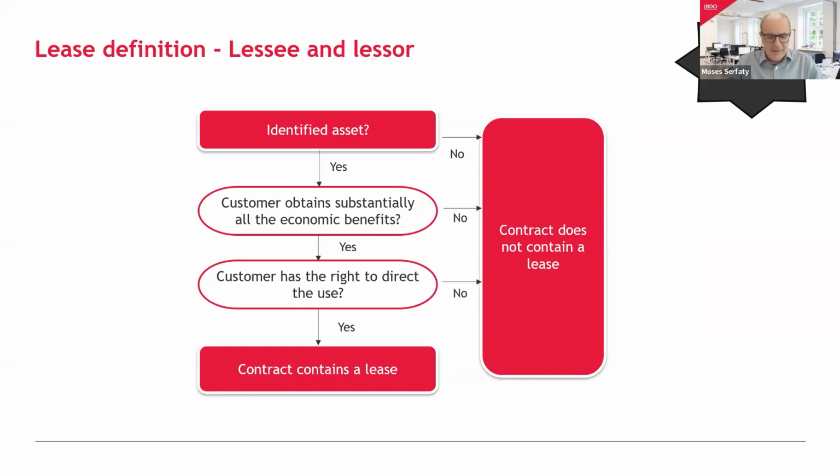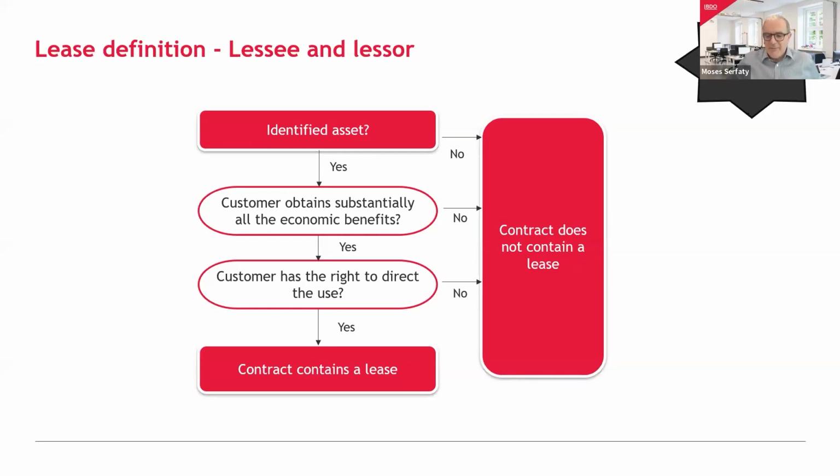So what's a lease? The first thing is the introduction of the concept of an identified asset. And what's an identified asset? The asset could be explicitly referred to in the contract, or it might be implicit. Also worth pointing out that if the supplier has substantive substitution rights, then you do not have an identified asset. But the conditions that you need to meet to say there are substantive substitution rights are quite hard to meet.